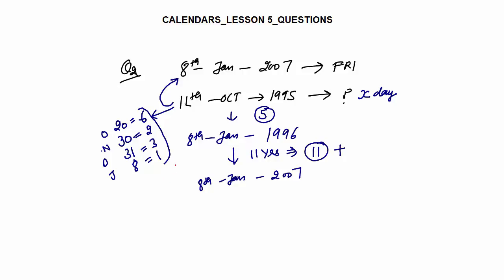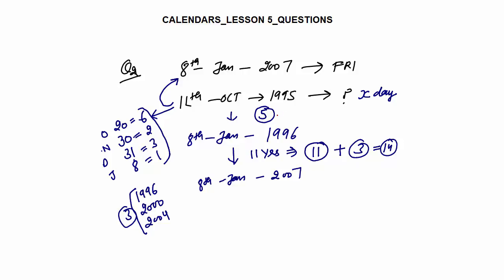Plus extra odd days for the leap years. So how many leap years will come? Or how many times will 29th February come? The first leap year would be 1996. In 1996, 29th February will come. Then year 2000, although a century year, will also be a leap year. Then 2004. So 3 leap years come. So 3 extra odd days from here. So 11 plus 3, 14 odd days. 14 odd days means 0 odd days.